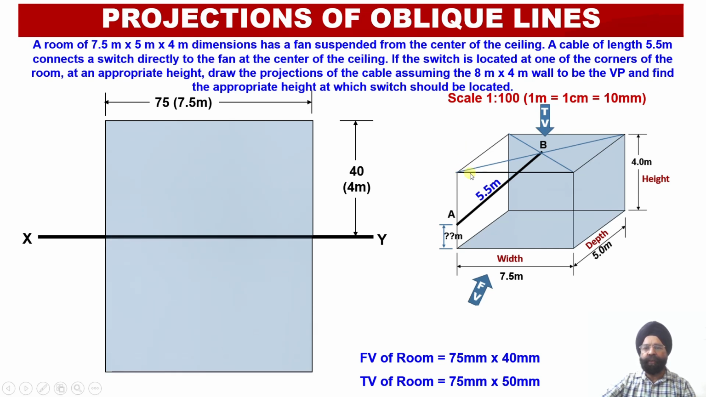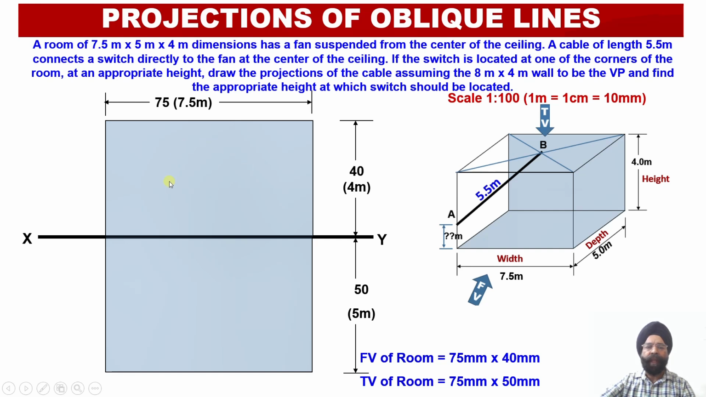Similarly, in the top view, we are going to get the width of the room equal to 75 millimeter and the depth of the room equal to 50 millimeter. So this is 75 millimeter, corresponding to the width of the room, and the depth of the room happens to be 50 millimeter. So this is the construction of the top view projection of this room, and this is the front view orthographic projection of this room.